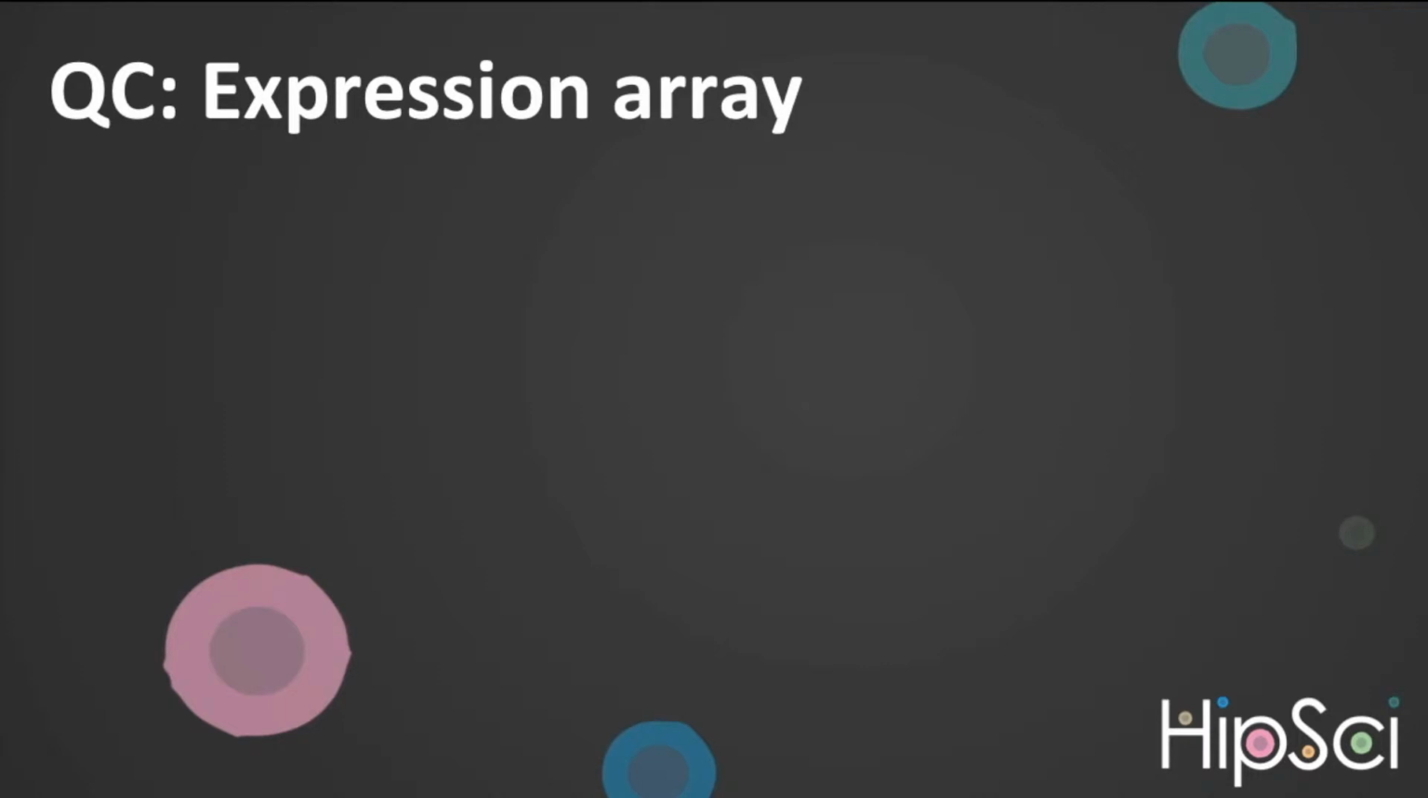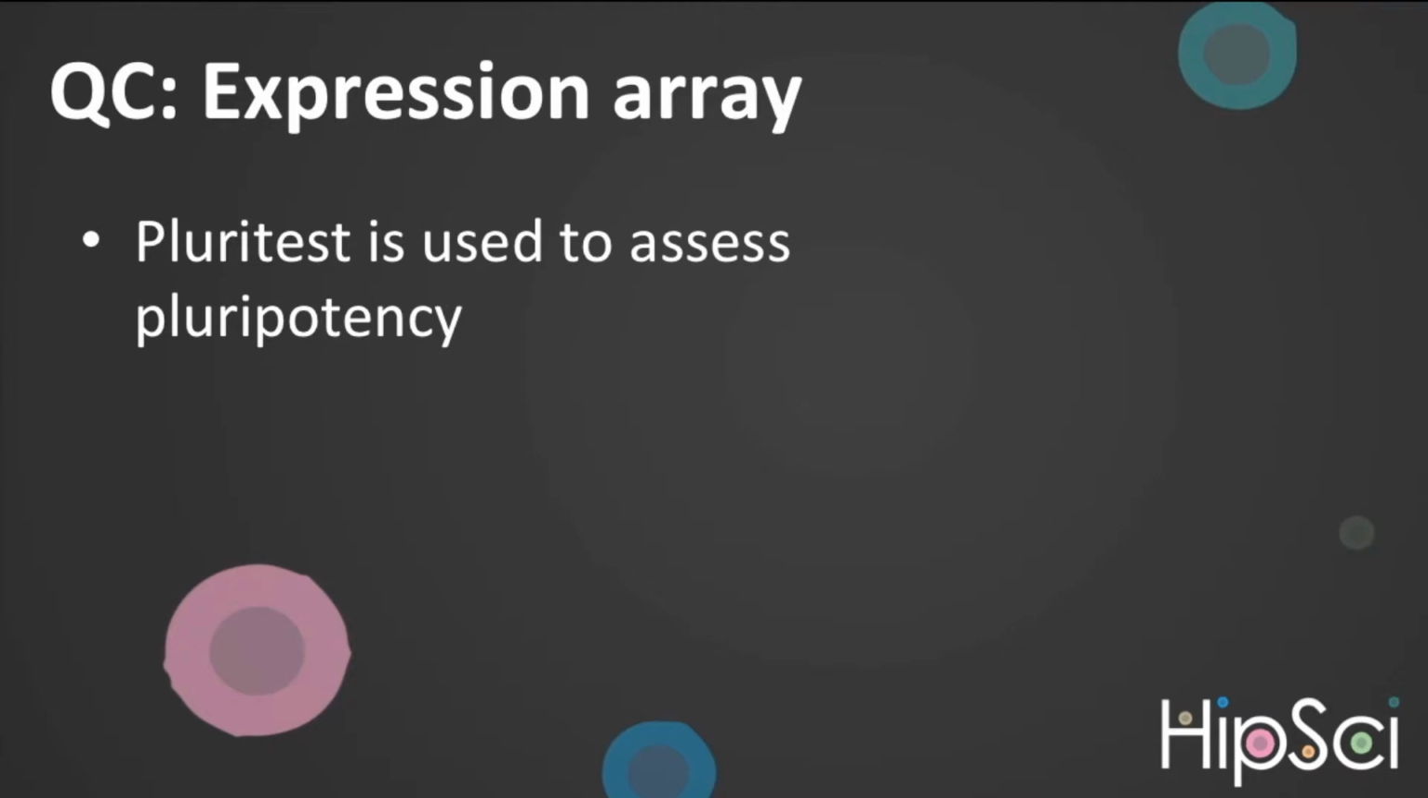Expression array. The candidate iPSC lines and somatic cells are both assayed using an expression array such as the human HT12V4 expression B chip kit from Illumina. The results of these assays are then used by Pluritest, a tool which compares to expression data from a training set of 450 lines to assess the level of expression of pluripotency markers in the given sample.